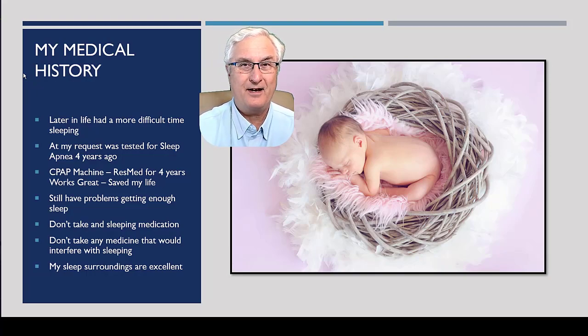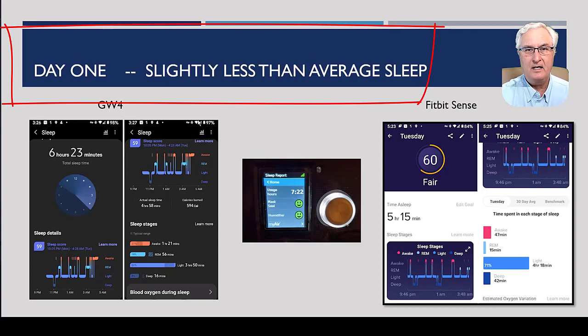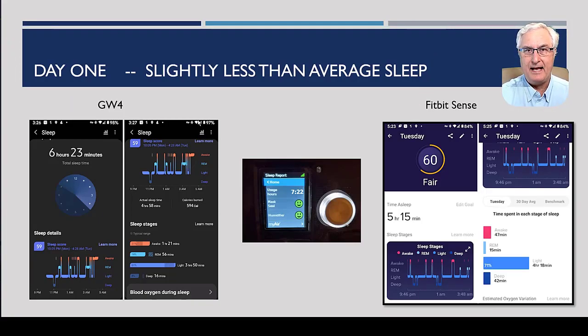Now, as you can see in the diagram here on the right side, my sleep surroundings are excellent. This is day 1. Now, my assessment of how I slept was a little less than average. Now let's look at the time slept. How long did I sleep for that night? Well, if I look in the center, you'll see my CPAP recording, and the time on the CPAP machine was 7 hours and 22 minutes. Now this is pretty exact because when I wear my CPAP machine, I put it on just as I get into bed and I take it off when I get out of bed. So we know this is the exact time that I had the CPAP machine on.